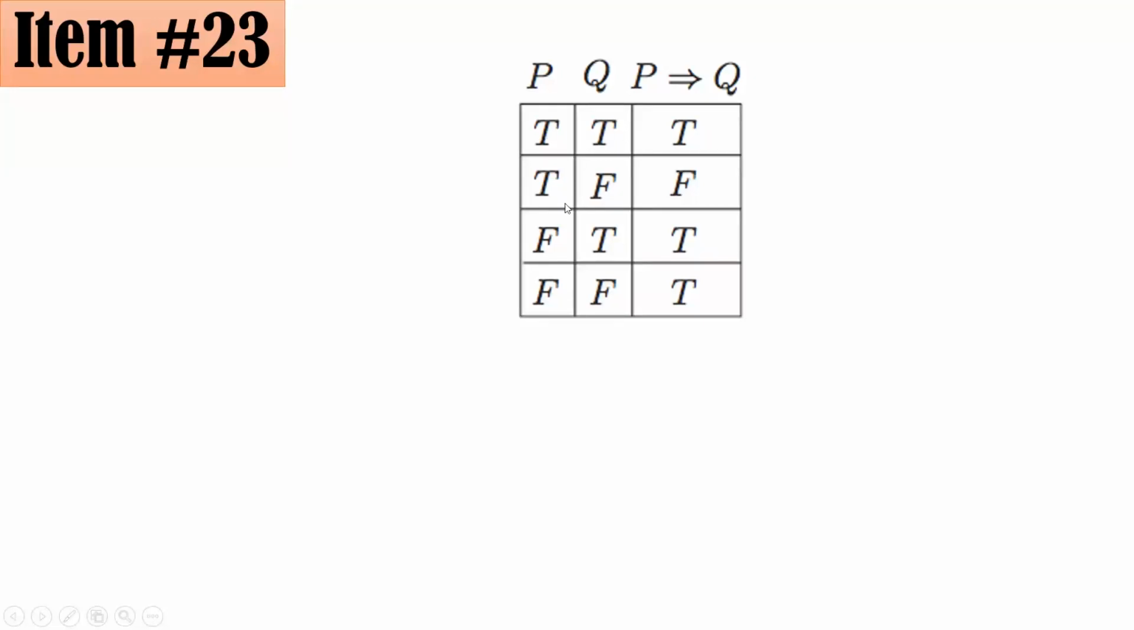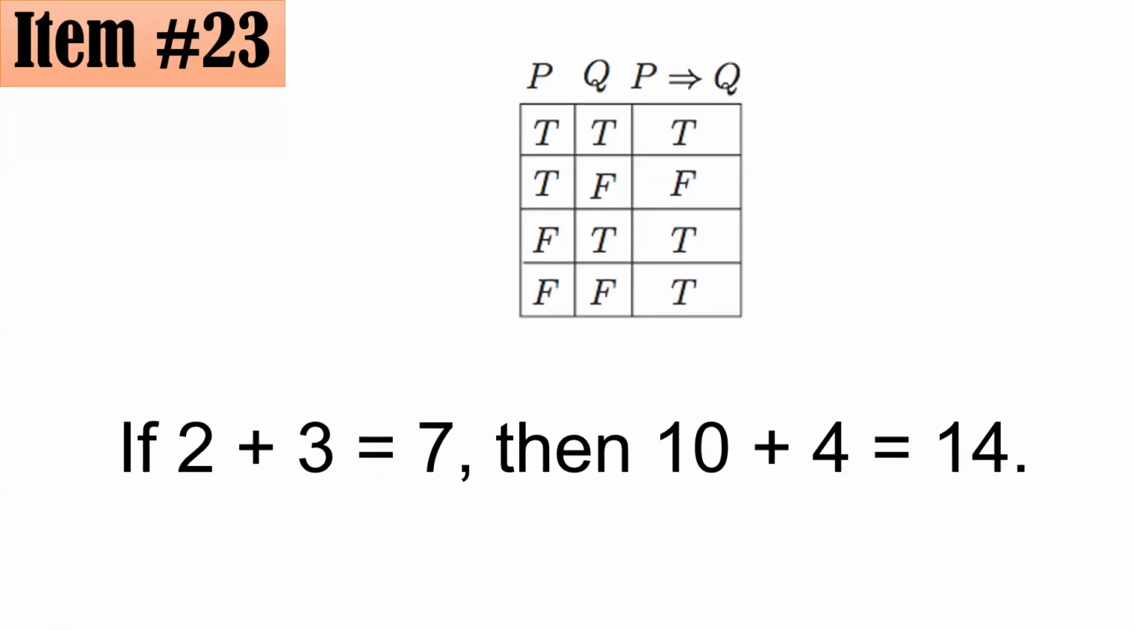True implies true is true. True implies false is false. False implies true is true. False implies false is true. Tandaan, true po siya except lang sa isang case na kung saan true ang premise pero false ang conclusion. False po yan. Pero the rest, tama na po yan. Tama.